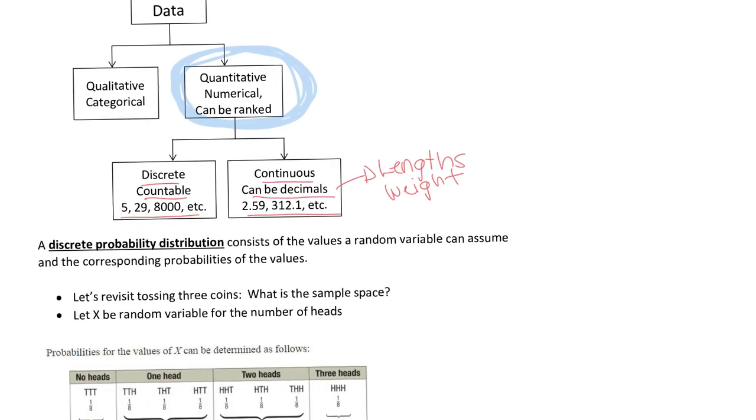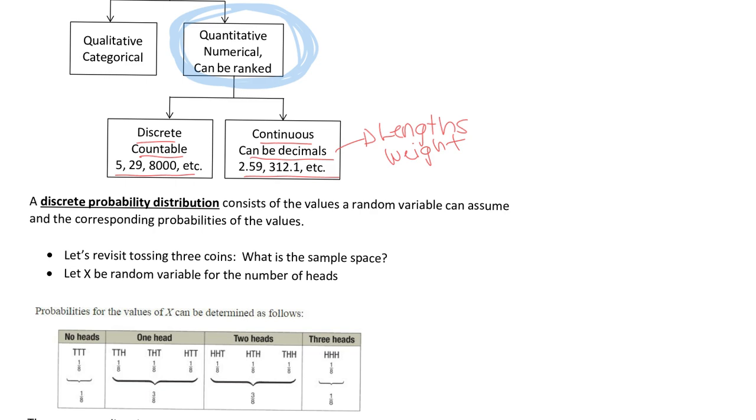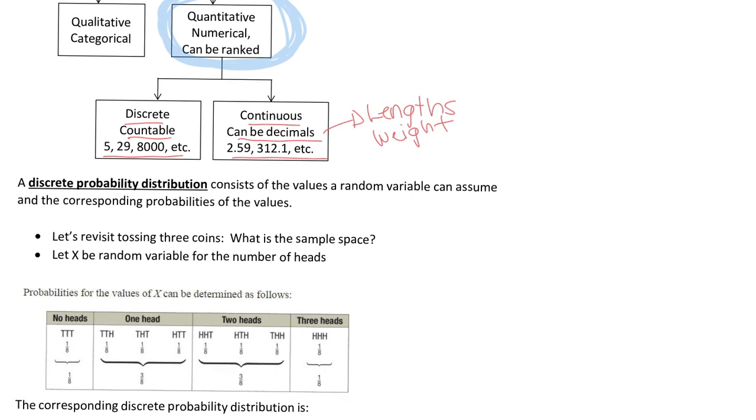A discrete probability distribution consists of the values a random variable can assume and the corresponding probabilities of the values. We are going to model this, and this is just a little introduction, so you're not necessarily going to have to do this every time. They're going to be giving you the decimals and fractions, but I want you to know a little bit about where they come from. And sometimes where they come from would not really matter, but I do want to show you. So if we think about tossing 3 coins, we can create what we call the sample space.